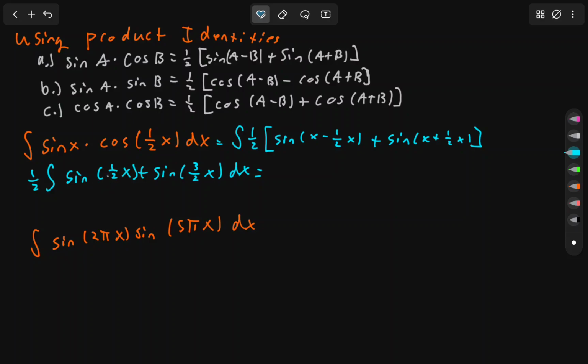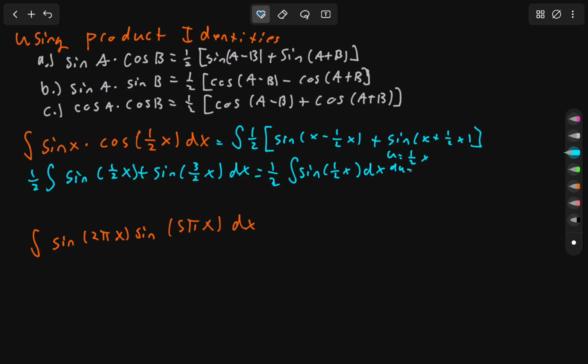So u in this case is going to be 1/2 x. Actually, yeah, let's break this down into u substitution just so I can help you understand this better. So we get the integral of sine of 1/2 of x dx. For this integral, you'd want to say u is equal to 1/2 of x.